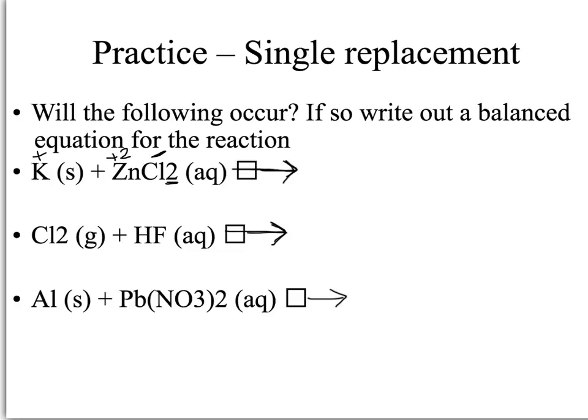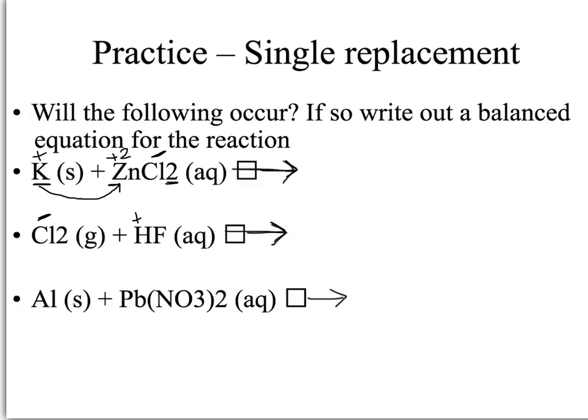So my positive cation here, I'm looking on my reactivity chart to see if that positive ion will replace zinc. And if I look on my activity series, potassium is higher than zinc, so I am going to get a chemical reaction there.